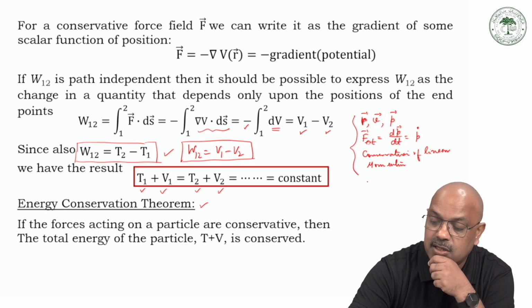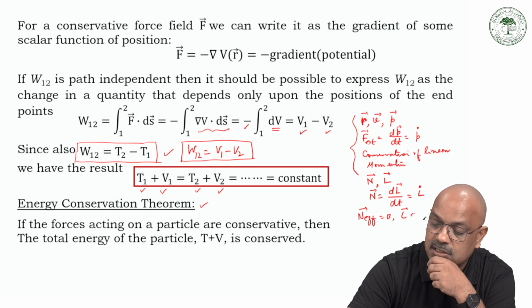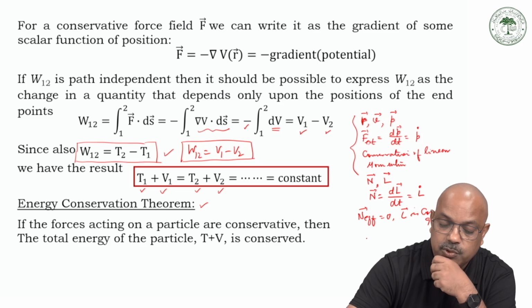And the second part, when you apply the torque, you're going to have the angular momentum, and this torque and angular momentum are related by dL by dt, and this is going to be L dot. So when N effective is going to be 0, L is a conserved quantity, the conservation of angular momentum. Then we come to the energy conservation, that is T1 plus V1 is going to be constant.